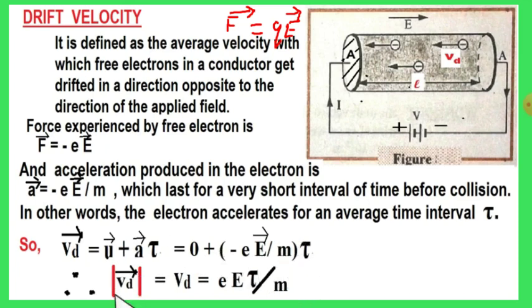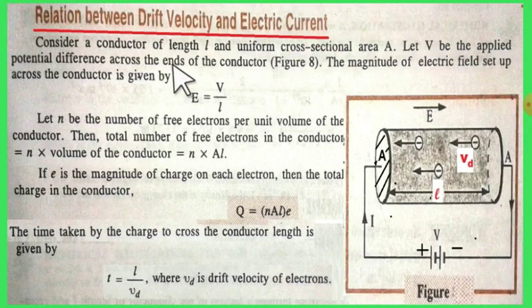What happens if you want to talk about this drift velocity only in magnitude? Then the modulus of the drift vector Vd will be equal to Vd without an arrowhead. That means this will give you only the magnitude, so the minus sign will be removed and it will be eEτ divided by m. Got it? So your drift velocity is equal to the electronic charge times the applied electric field times the average relaxation time divided by the mass of an electron. Got it?